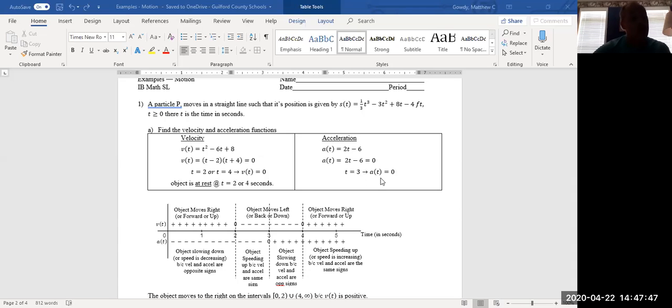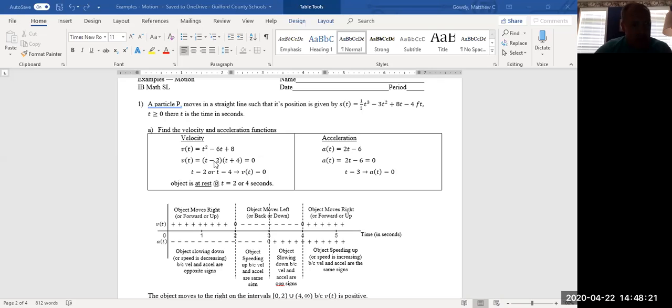Now what we're going to do is create one of those sign line charts where we figure out when the first derivative is positive or negative and when the second derivative is positive or negative, but we're all going to do it on one chart. So I've got the completed chart down here, but basically I'm going to plug in velocity. My 0 for velocity is right there at 2. My 0 for velocity is right there at 4. And then I'm going to plug numbers in between here into velocity and figure out when velocity is positive or negative. So I plug in 1 and I'll get negative and positive.